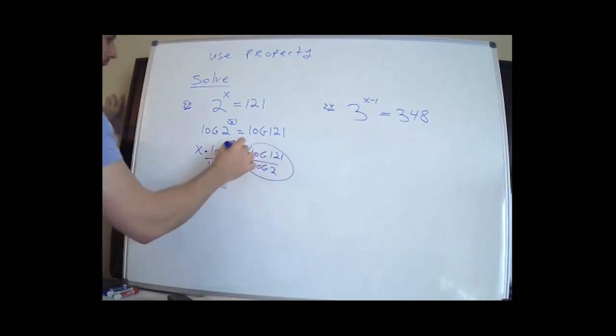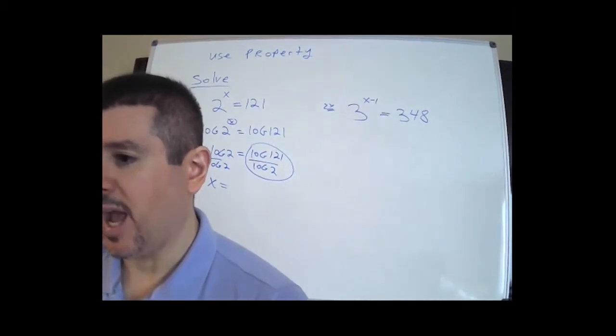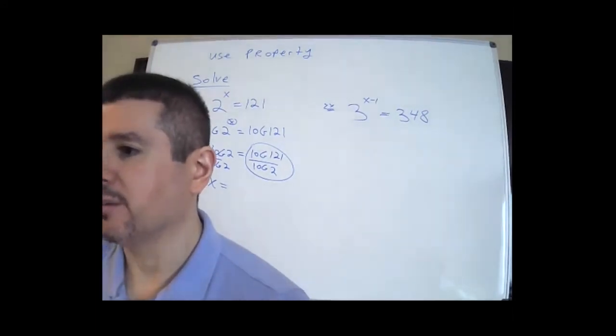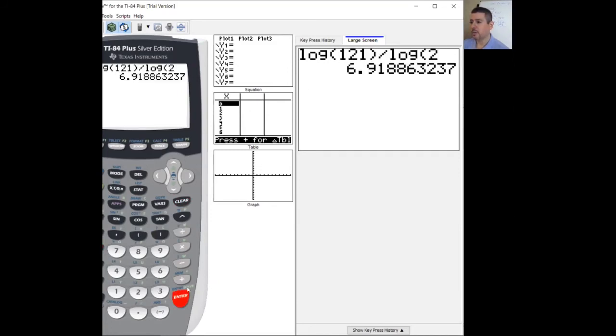Now, I just need to figure out what that is. So let's go to my graphing calculator. I'm going to put log 121, be careful here, parentheses, divided by log 2, equals 6.9188. I will always round this.